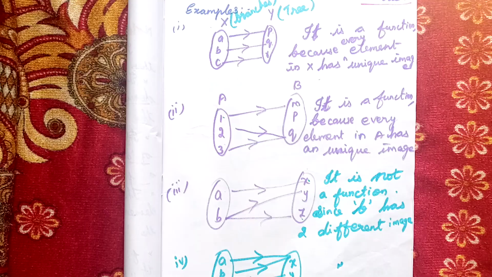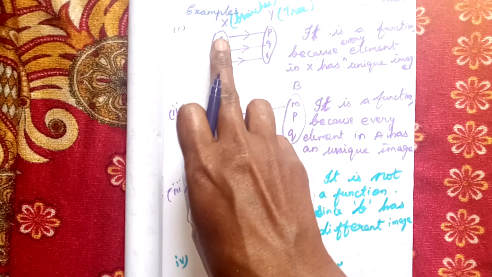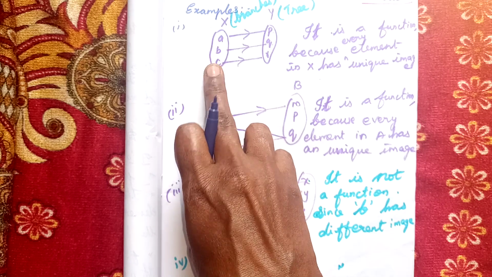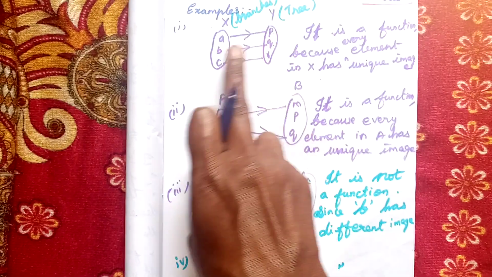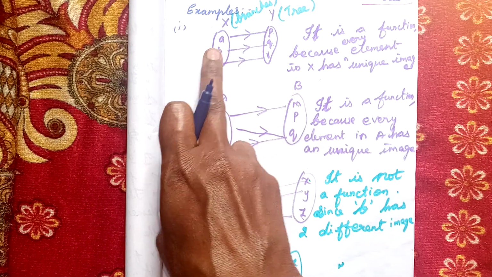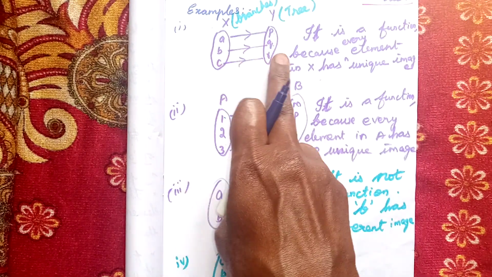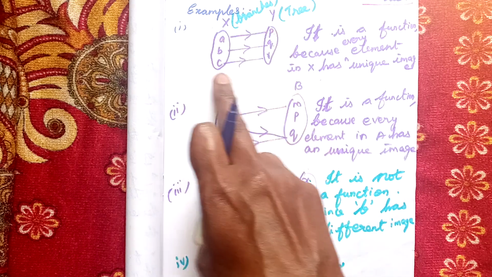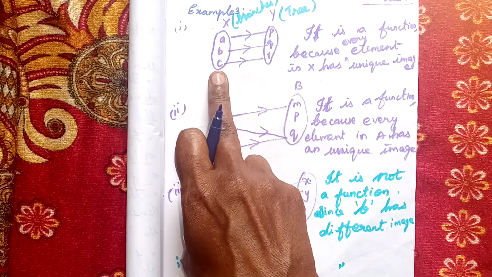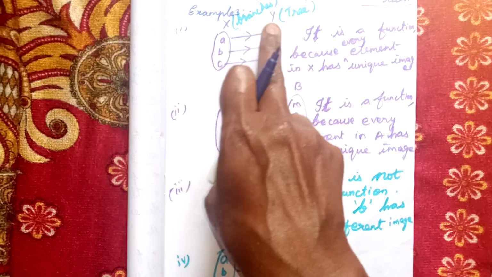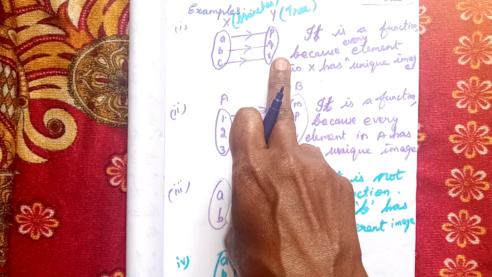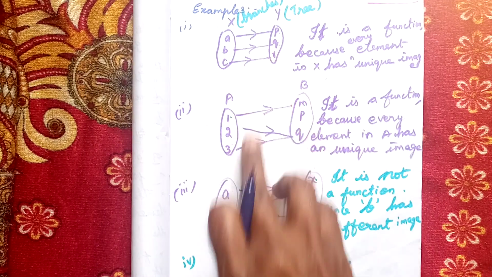Listen, students. Here, each element in x has an image. Image of A is P, image of B is Q, image of C is R. Therefore, it is a function. That image is also unique.